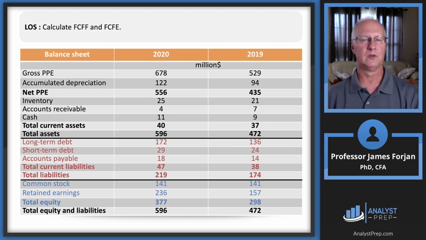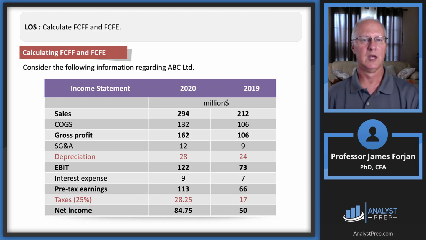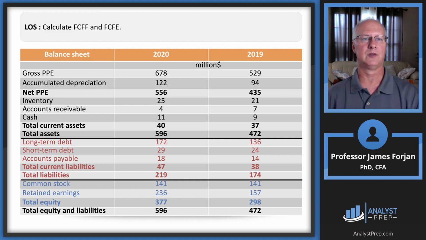And then, of course, look at the balance sheet. And so what we've done is we've put the assets in black. We've put the total liabilities in red and the equities in blue. So 596 of assets, 596 of assets. So be prepared to see an income statement and a balance sheet.